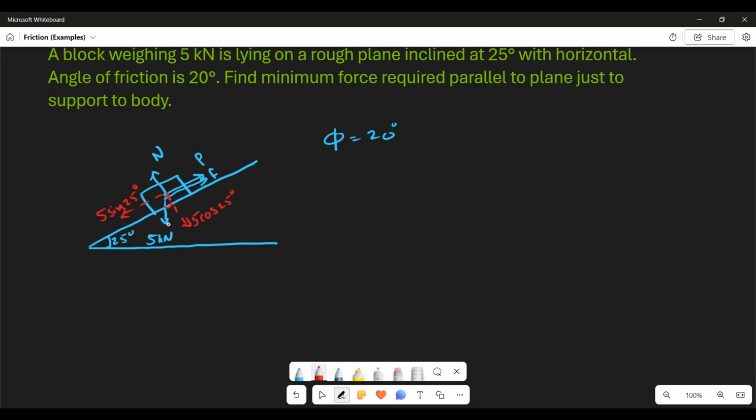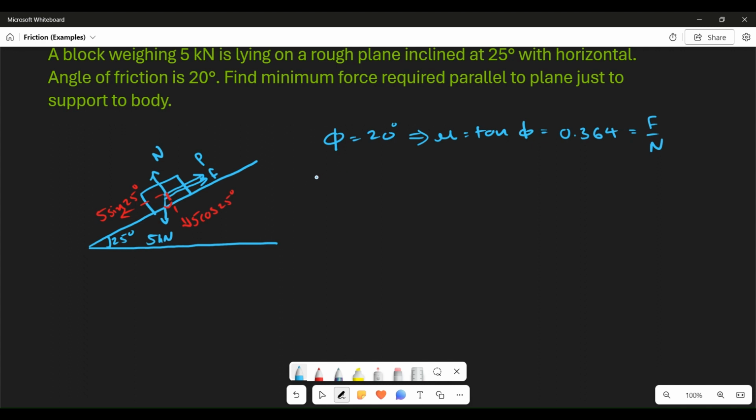We don't need to consider this inclined force 5 kilonewton anymore. We will consider two components of it. Okay, so now coming here, we will use this angle of friction to find mu. Mu is tan of phi, right? So mu is tan of 20 degree, and you will get tan of 20 degree as 0.364. That is our F by N. We will use it later. This is F by N, that is 0.364.